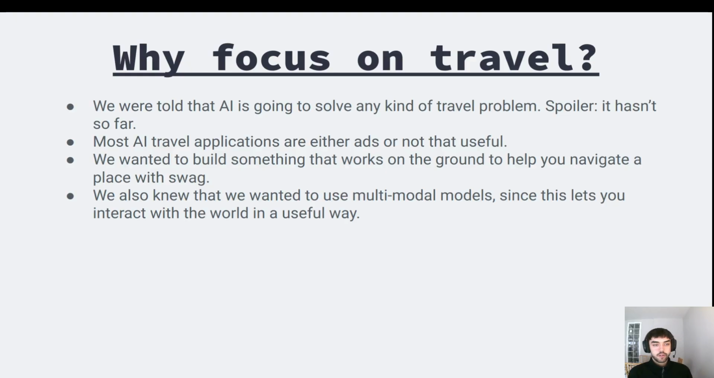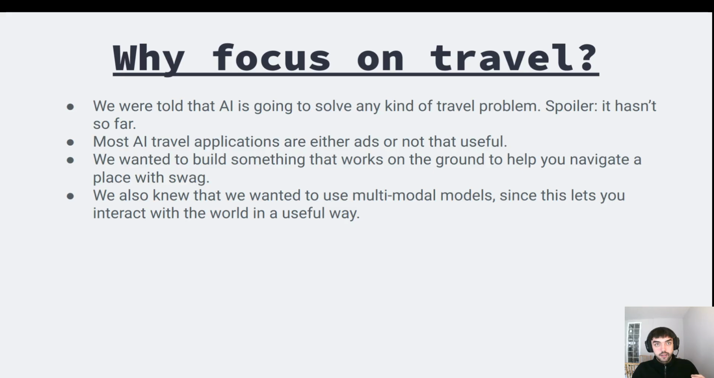So, why do we focus on travel? I think the main point is that we were told that AI is going to solve all kinds of travel problems. Spoiler, it hasn't so far. We were told that AI is going to be able to book your hotel for you. It's going to be able to plan your trip in the optimal way. It's going to do it the cheapest. All this kind of stuff.